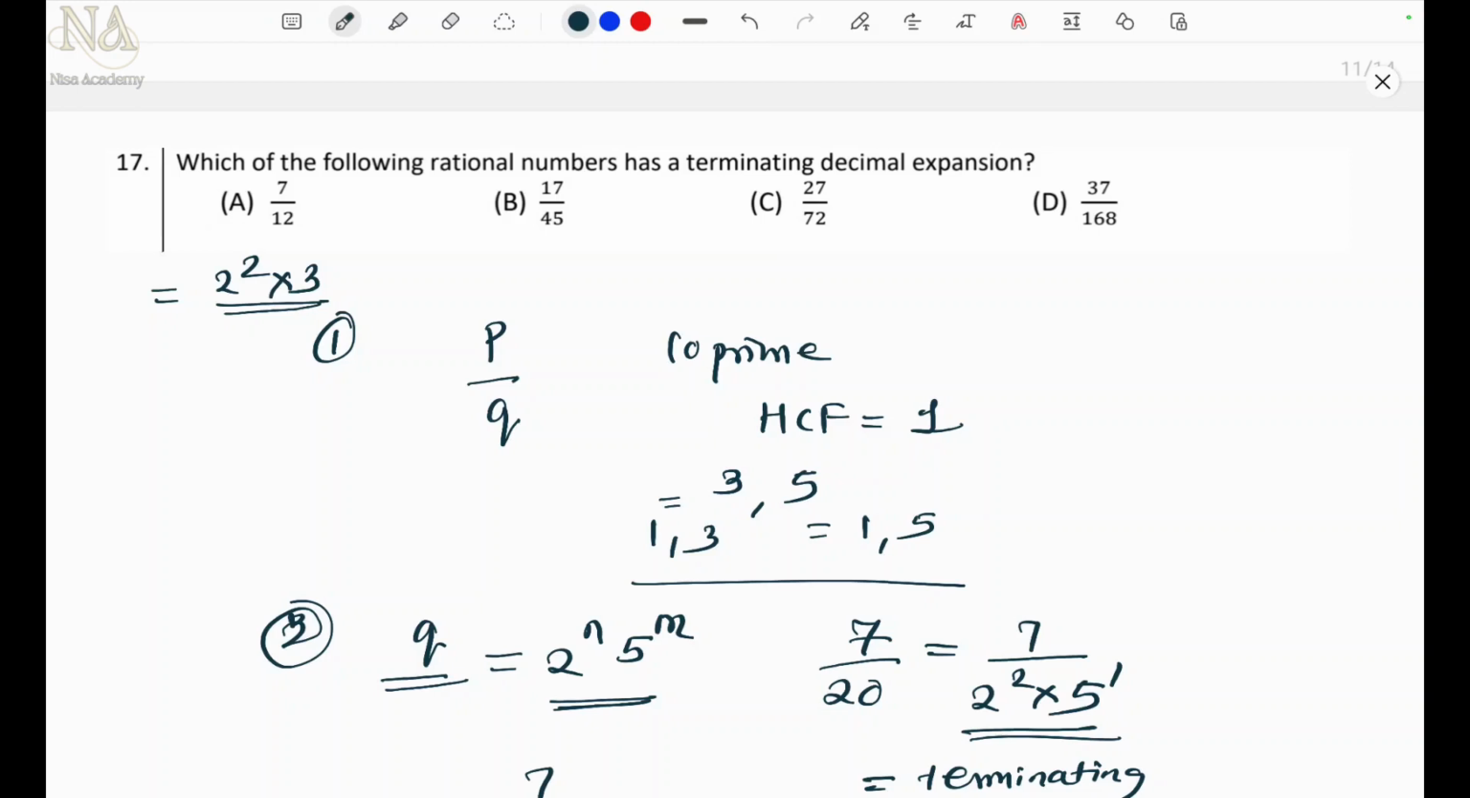No. Okay, now 27 by 72. First, as I told you, you have to check whether they are co-prime. In the first two cases they were already co-prime, but here 27 by 72 I will first reduce it. Okay, so 3 9s are 27, 3 2s are 6, 3 4s are 12, then 3 3s are 9, 3 8s are 24. Okay, so now the number is in co-prime form.